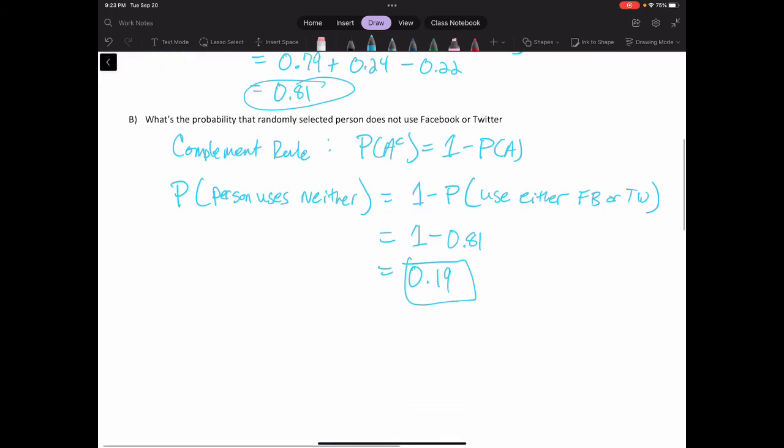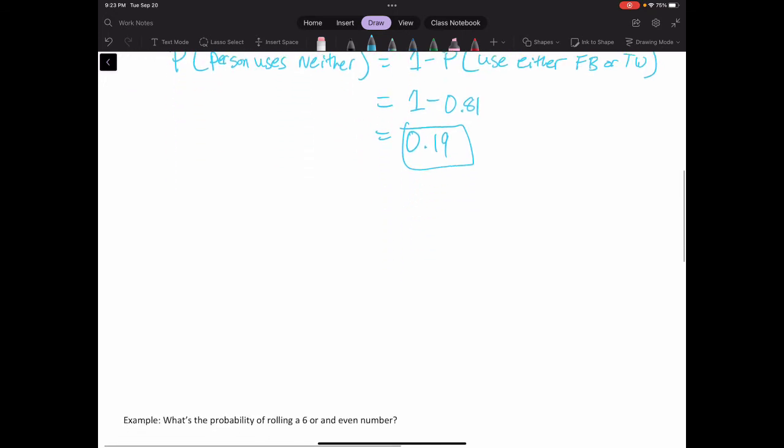That's a 19% chance that a person uses neither. And that makes sense. There's a 100% chance that you do one or the other combined, so if 81% of them are using either or, then the remaining out of 100% are using neither, whatever you want to say.